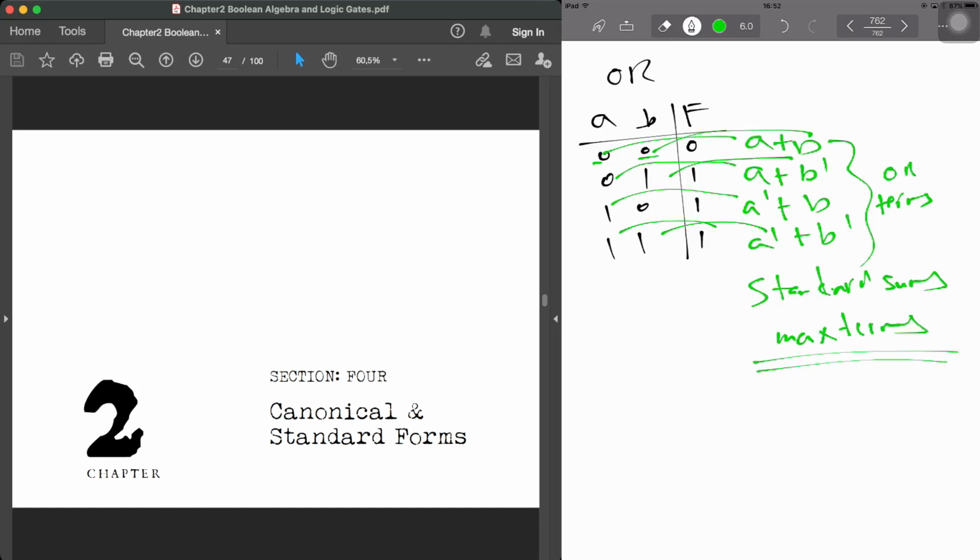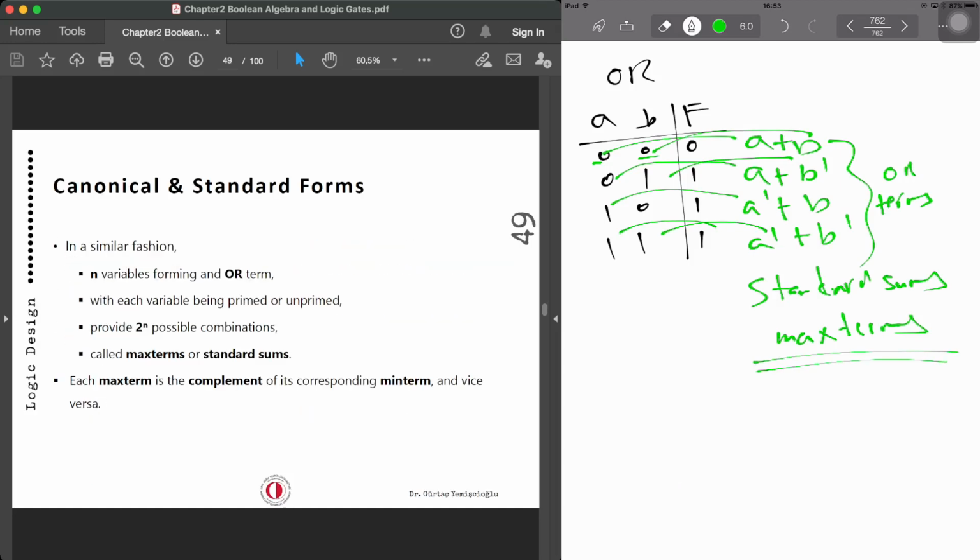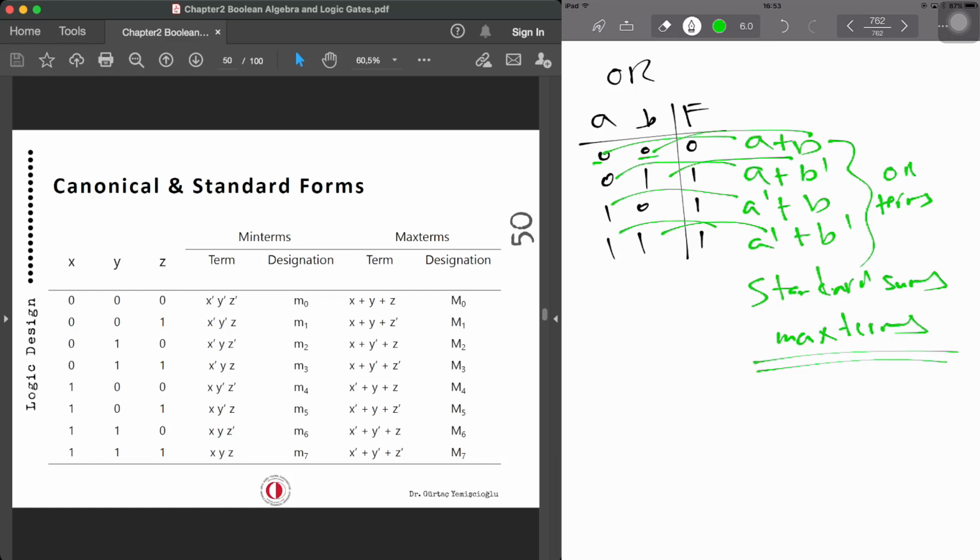And we can actually summarize this in a table where we have got x, y, z, 0 to 7, 3 variables. You can show it with 2 variables or 3 variables, but let's show it with 3 variables. The min terms: x prime, y prime, z prime, and it goes up to x, y, z in original form. So when x is 0, we represent it as x prime. When x is 1, we represent it as x. And the designation is using small letter m's, m0 to m7.